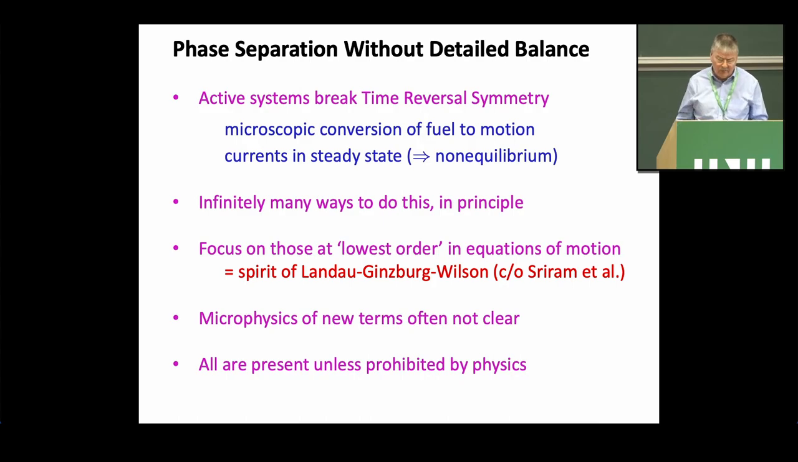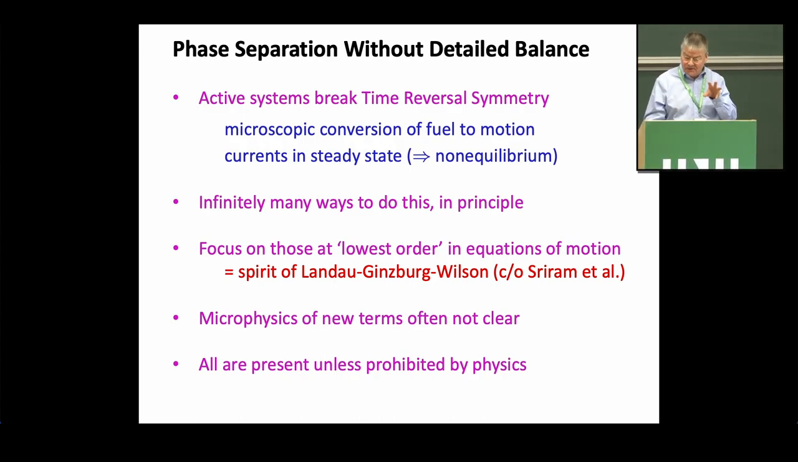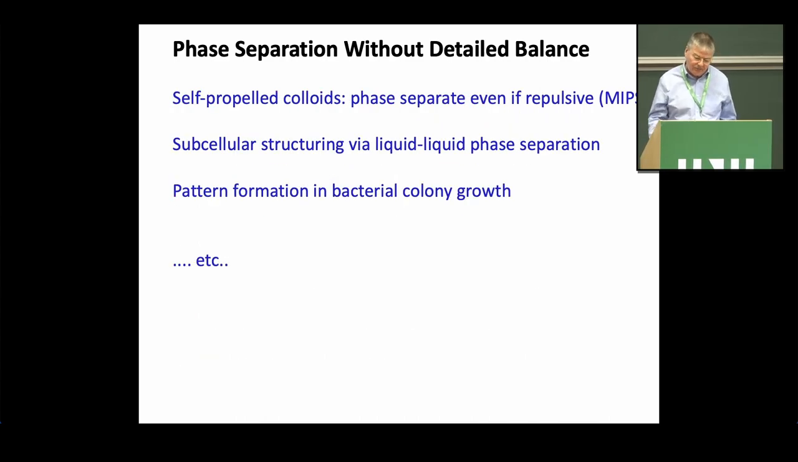But the other point which Sriram already made is if you come at it this way, then once you've discovered what the terms are that break detail balance or break time reversal symmetry, then in an active system, they will be there, unless there's some extremely good reason why they're missing. Because their absence is because the theory is protected by time reversal symmetry. That's the only reason they're not there.